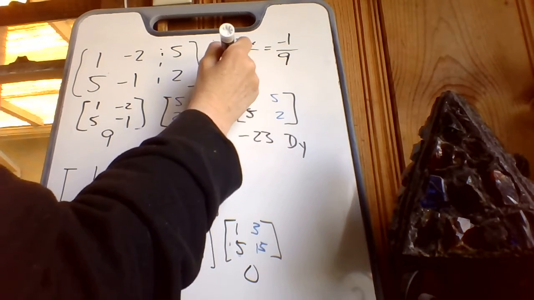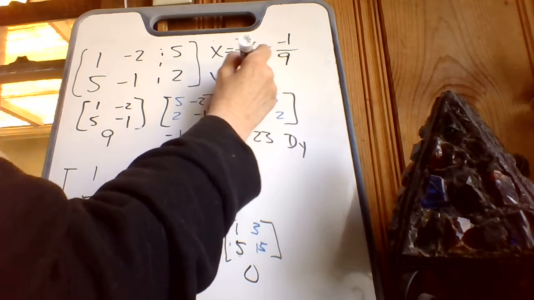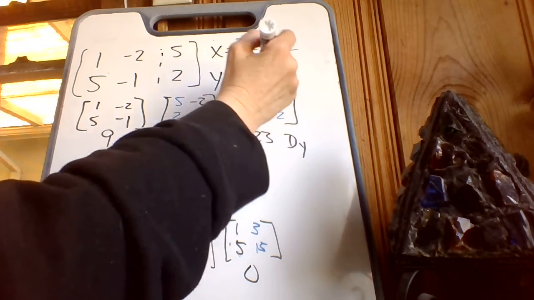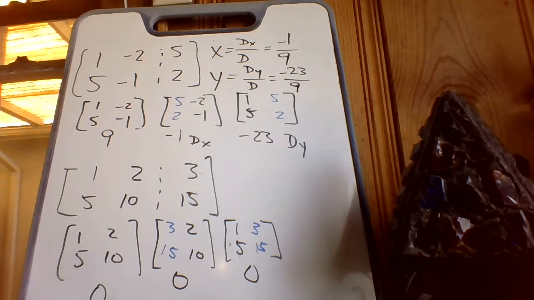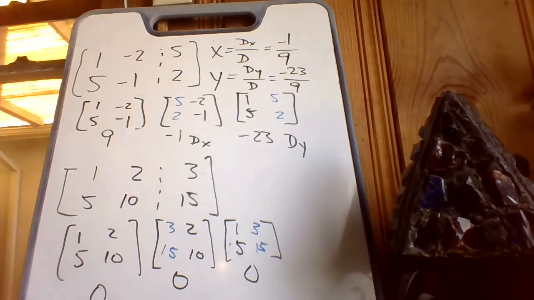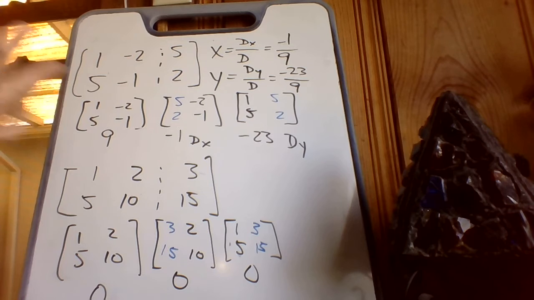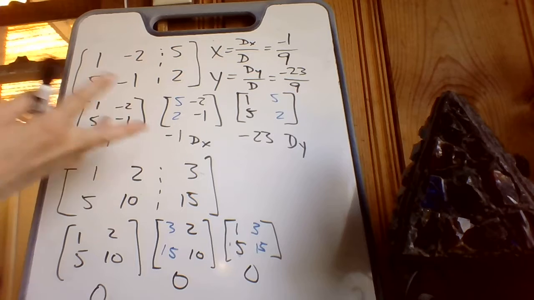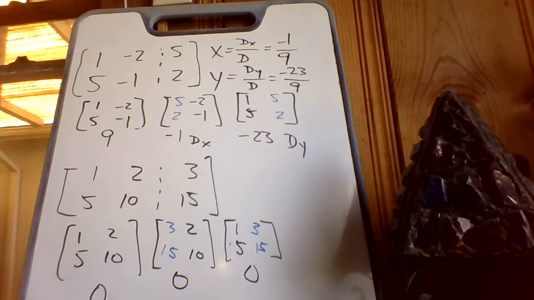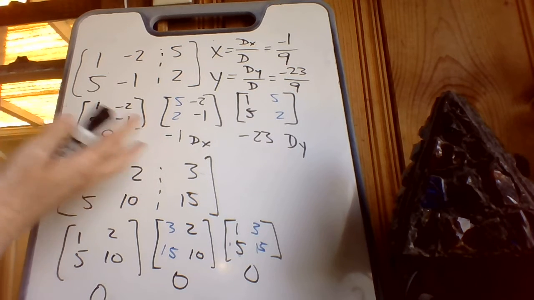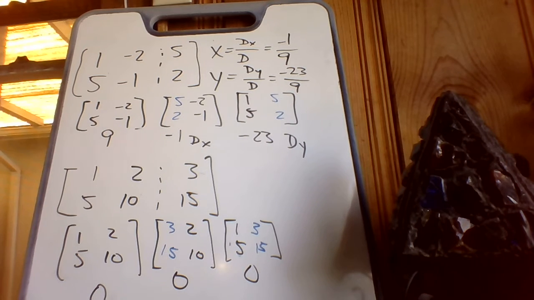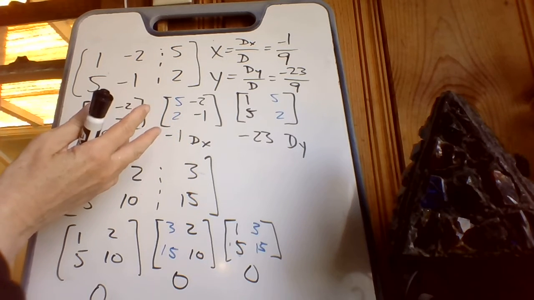Then y would be dy over d, and that is negative 23 over 9. That's the answer for y. My calculator said the same thing, negative 2.555, which is negative 2 5/9. So I managed to do it without using any sort of fractions to calculate through the whole problem, and suddenly at the end I got fractions as my answers. It was a good idea at the time. If I had to do this by hand, I would probably start thinking about Cramer's rule the minute it started looking like it was going to be fractions everywhere.